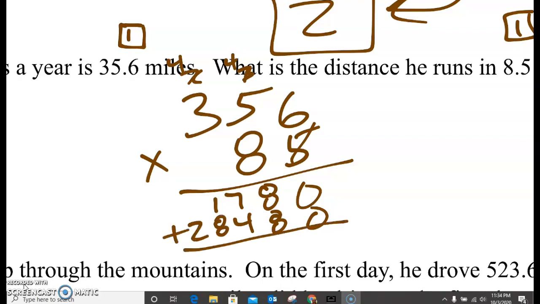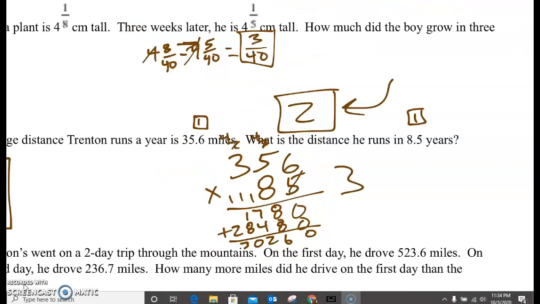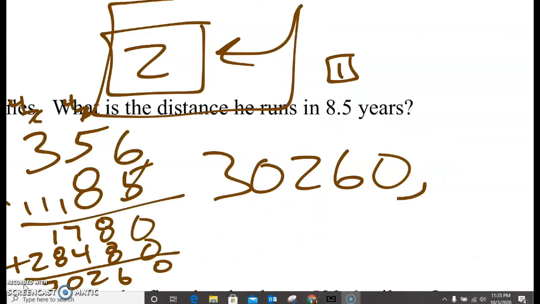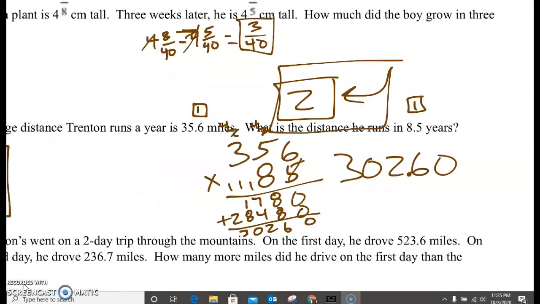So we add all these up. That is a 0. 8 and 8 is 16. 7 and 4 is 11, plus the 1 is 12. 8 and 1 and 1 is 10, so that is 3. So we get 30,260. However, this right here, bring that decimal place in twice, and it is 302.6, or 302 and 6 tenths.